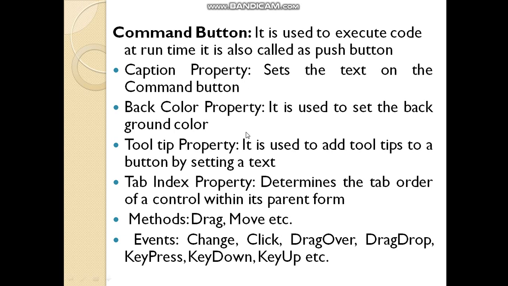Okay, so the properties of command button: caption property sets the text on the command button, like a label. Back color: using the back color property you can set the required back color. Tooltip property: when you place the mouse over the command button, it shows some text. Tab index property: when you press the tab button, the cursor moves from one control to the next. And the methods are drag, move, and the events are change, click, drag over. Generally we use click and double click events to write the code in the command button.